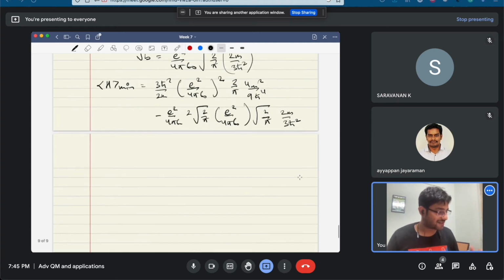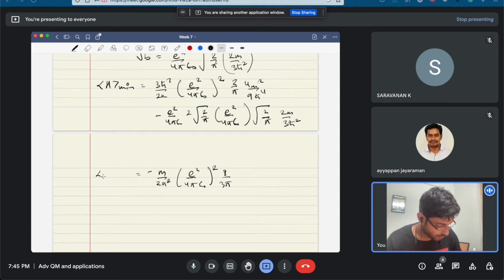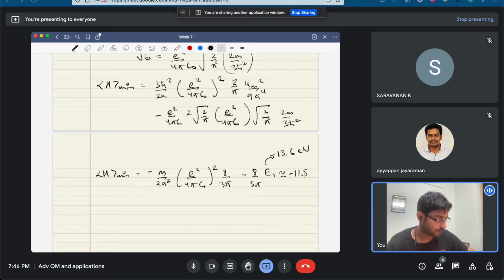Okay, so I'll just get to the ultimate message that we get here without wasting time. You can check this result by yourself. So the ultimate result is that we get something like 8 by 3 pi E1, which if you put all the values in of the ground state, so we know the ground state of your hydrogen atom is minus 13.6 eV. So this essentially gives you something around 11.5 eV, which is of course above the ground state.